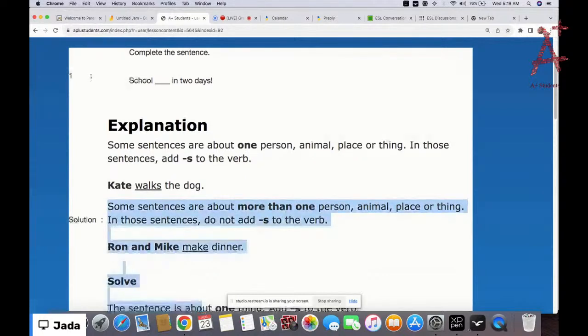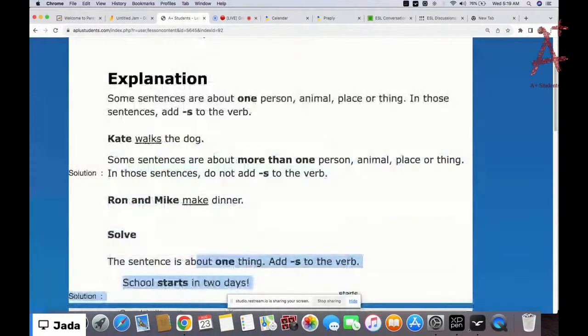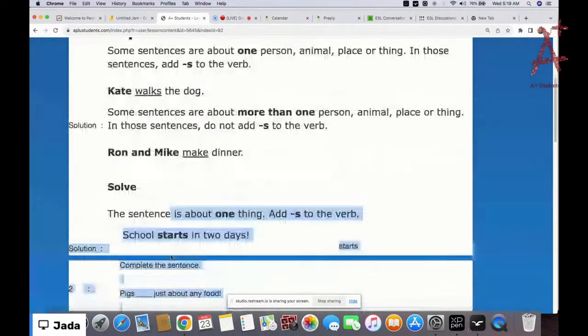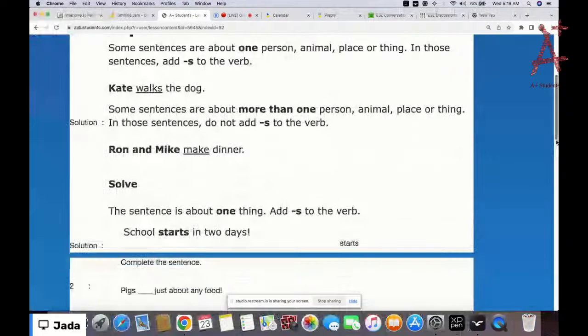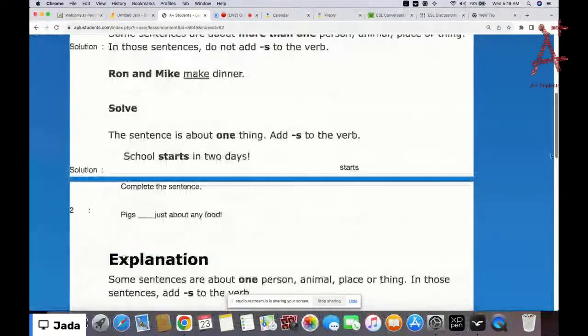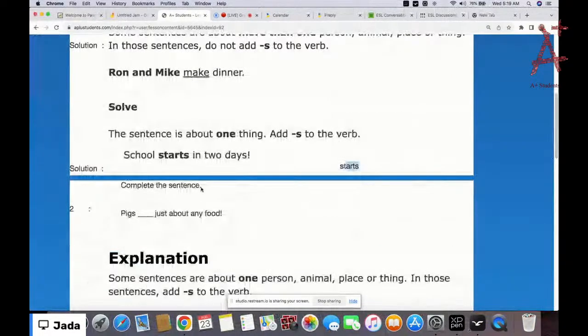So you can see that the most suitable verb here says that school starts in 2 days. So school starts in 2 days. That's what it is. School starts. So you see the verb here has an s because this first one here, school, is singular. It's just one. It's not two. Since it's just one, the verb is going to be with s. So that's why we have school starts in 2 days.